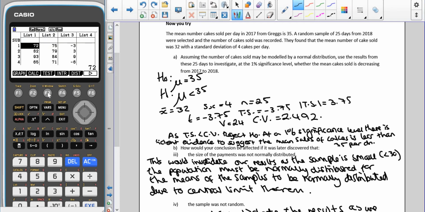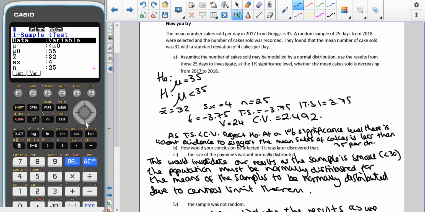So then you need to go into Test, T 1-Sample. Our symbol in our hypothesis test is the less than inequality sign. We're looking at less than 35. The mean from our sample was 32. The sample standard deviation was 4. And the number of trials was 25. And that gave us a t of minus 3.75.